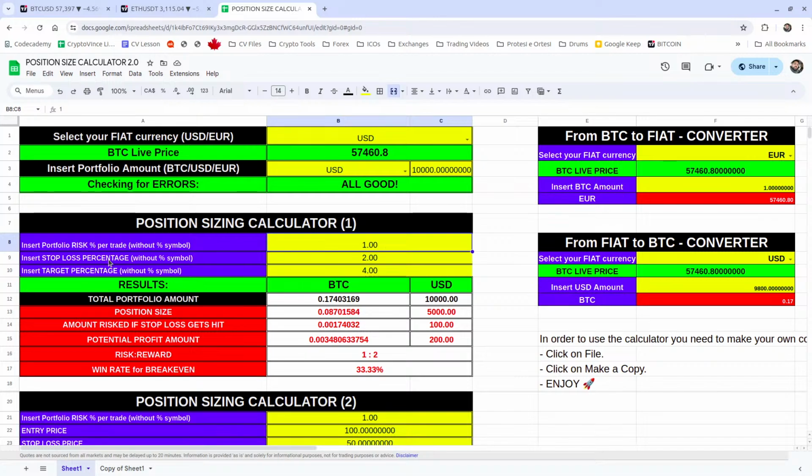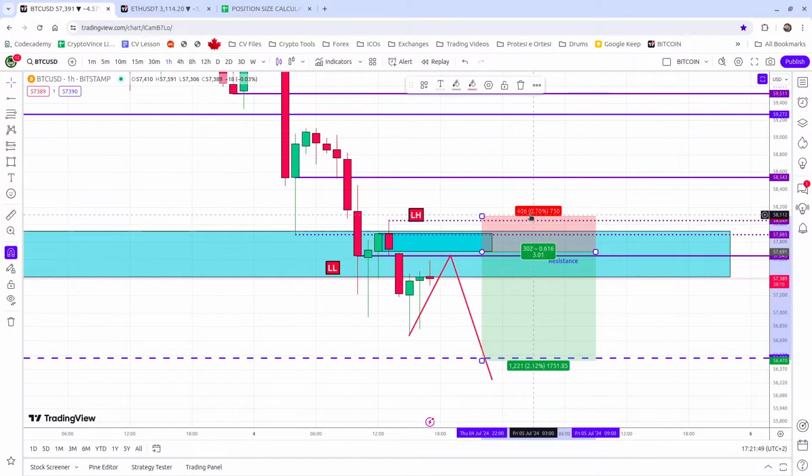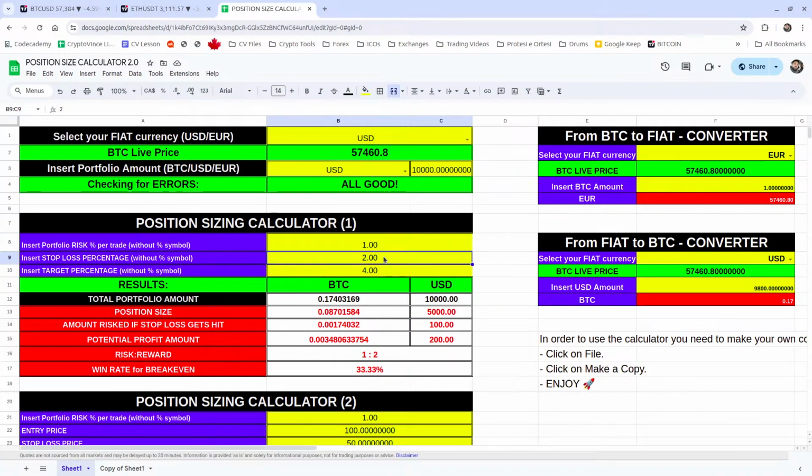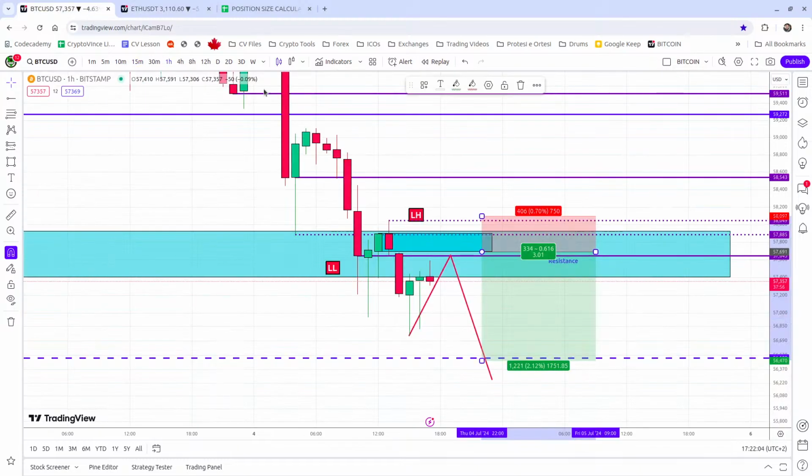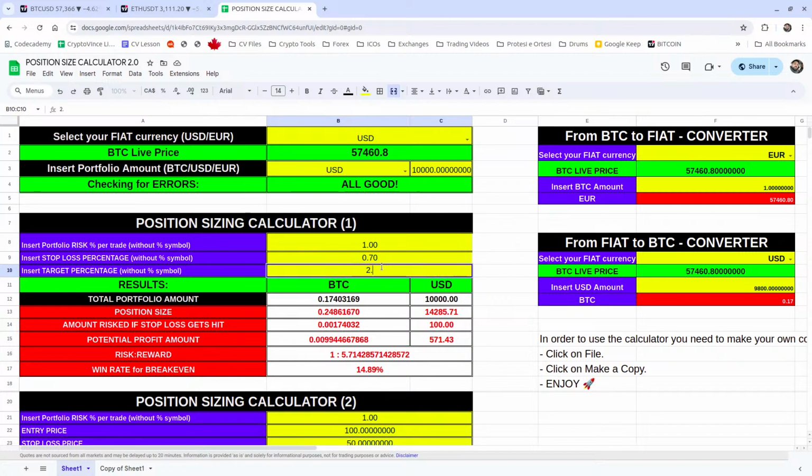Then insert stop loss percentage. The stop loss percentage in this case is 0.70%. And insert target percentage. The target percentage is 2.12%. Boom. My position size in this case has to be $14,000 for me to win $300 or lose $100.